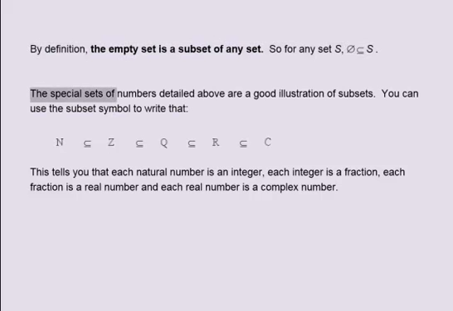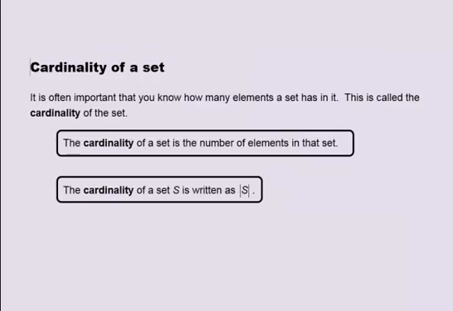The special sets of numbers detailed above are a good illustration of subsets. You can use the subset symbol to write that the natural numbers are a subset of the integers, which themselves are a subset of the rational numbers, which themselves are a subset of the real numbers, which themselves are a subset of the complex numbers. This tells you that each natural number is an integer, each integer is a fraction, each fraction is a real number, and each real number is a complex number.